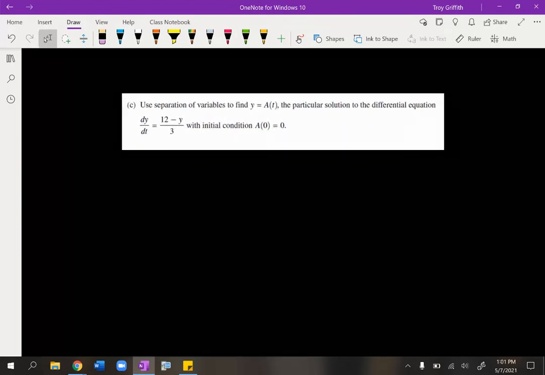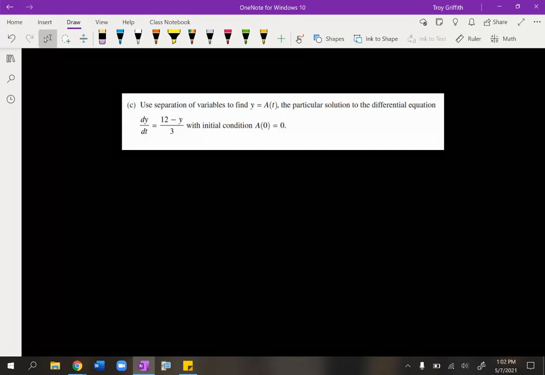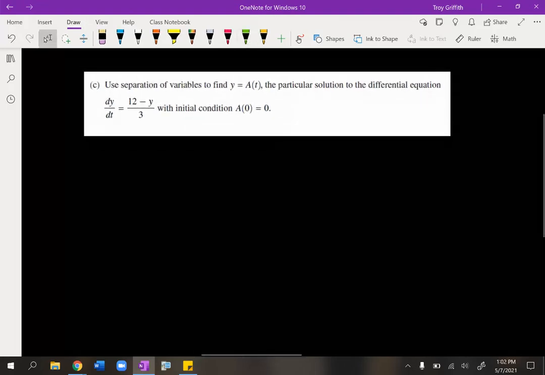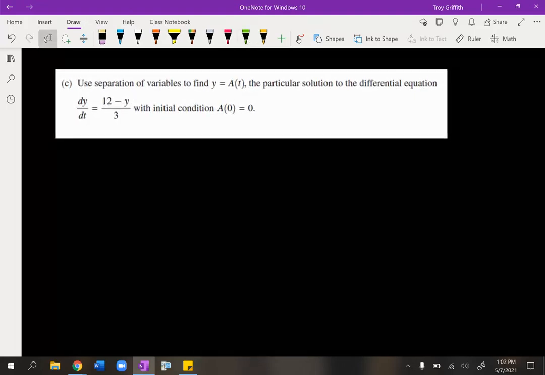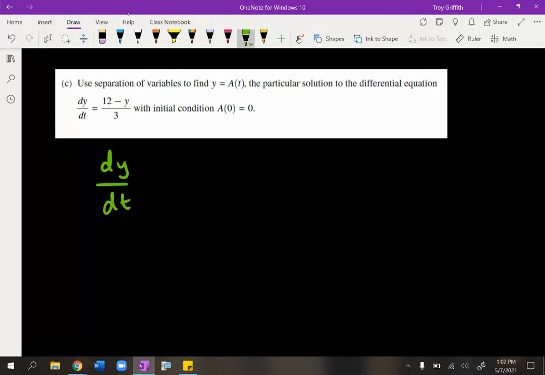Okay. All right, letter C. You can always expect to get one that's like this on a differential equation question. It says use separation of variables to find y equals A of t, the particular solution to the differential equation dy/dt, and they give that to us here with the initial condition A of 0 equals 0. Okay. All right, fairly straightforward question right here. So we're starting out with this differential equation. Usually you get 1 point on these problems just for straight up separating the variables.